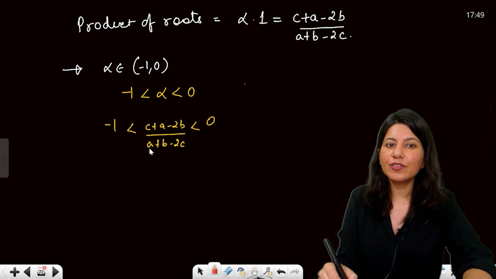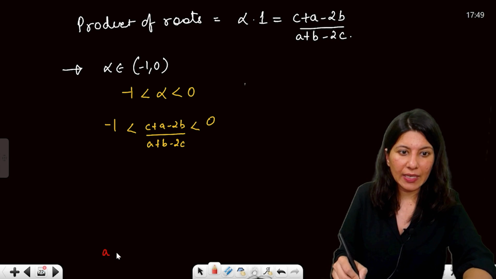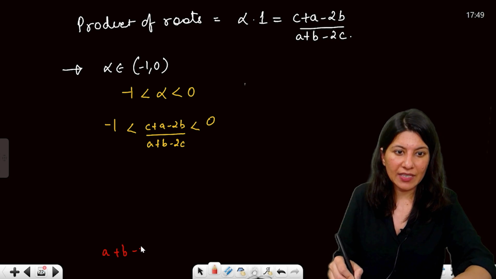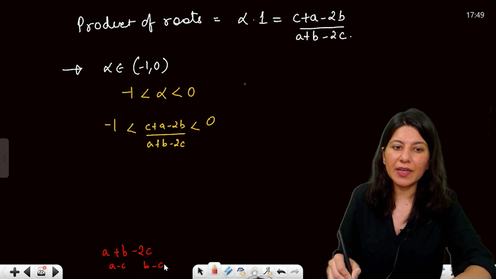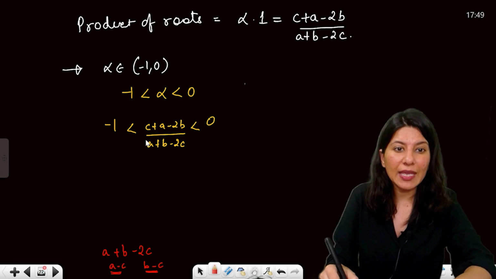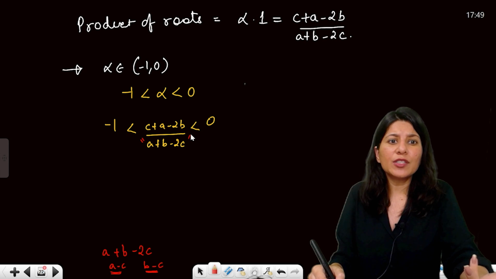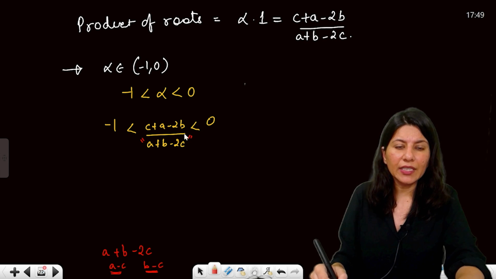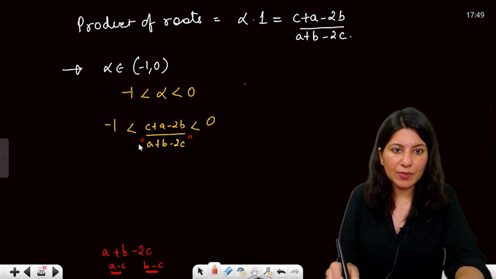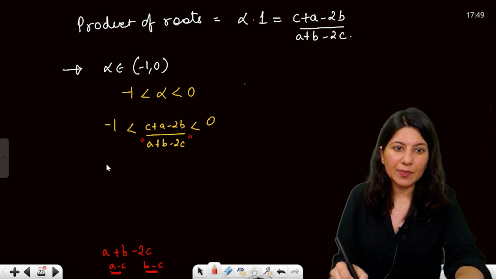First of all, this denominator, if you look now, A and B both are greater than C. So A plus B minus 2C can be written down as A minus C plus B minus C. A is greater than C, that's why this is positive. B is greater than C, that's why this is also positive. So A plus B minus 2C, do you agree it is positive? So if it is positive, then we can cross multiply. We already know this denominator is positive, so let's cross multiply and solve this out.